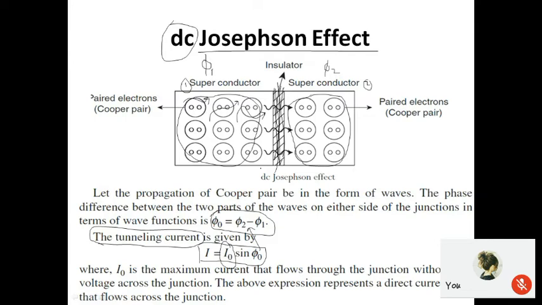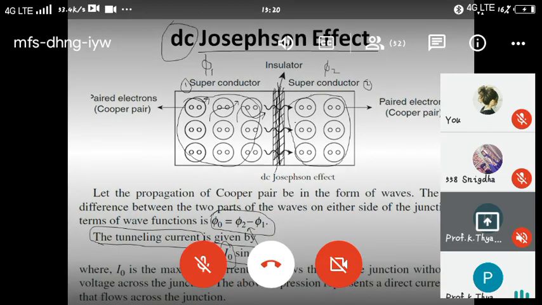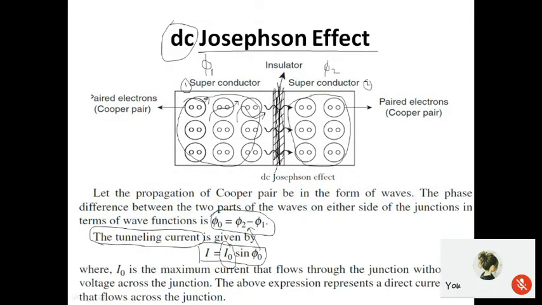So here we are not applying any voltage across the junction. Simply we consider two different superconductors joined together with the help of a thin insulating layer. In that case, a small current flows through the junction. That current is given by I is equal to I naught sin phi naught. So this expression represents a direct current, a direct small current that flows through the junction. Therefore, this effect is known as the DC Josephson effect.